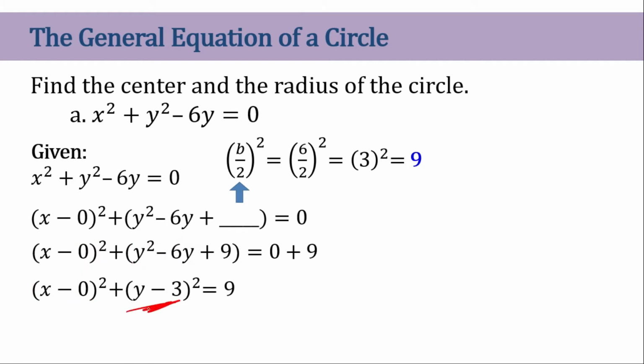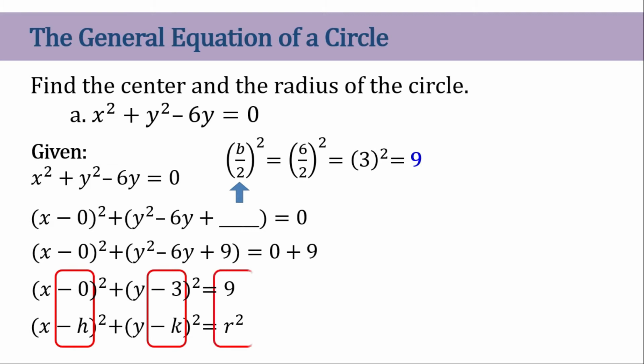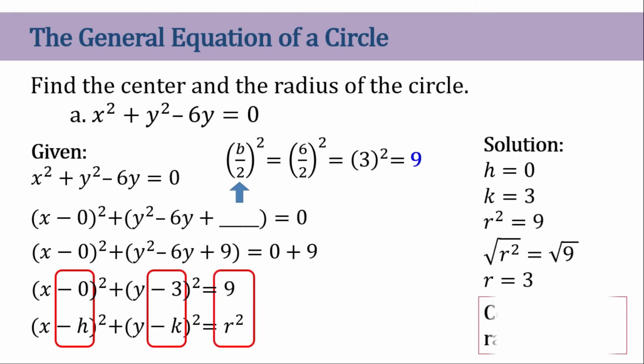And this is how I do it. I get the square root of this, I get the square root of this, and get the sign of this, and equate into 9. Now with this, I can identify the center and the radius of the circle. So the center here is (0, 3), and the radius here is 3. So that's how I get this.